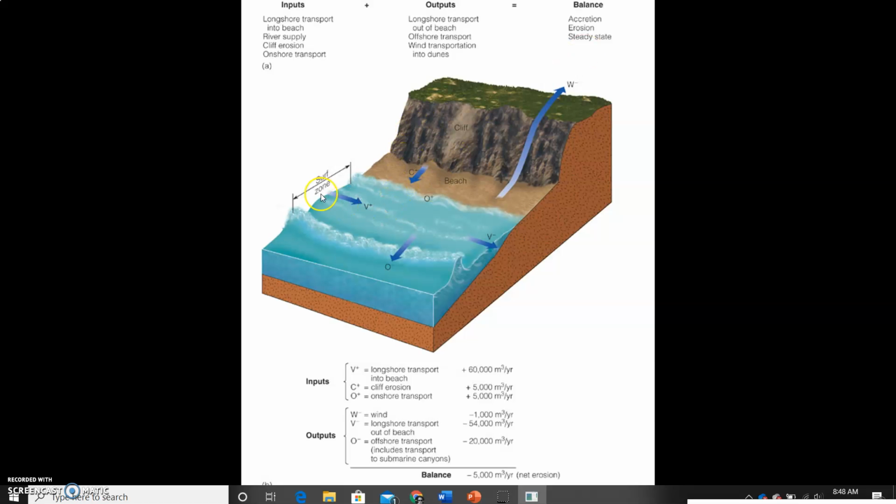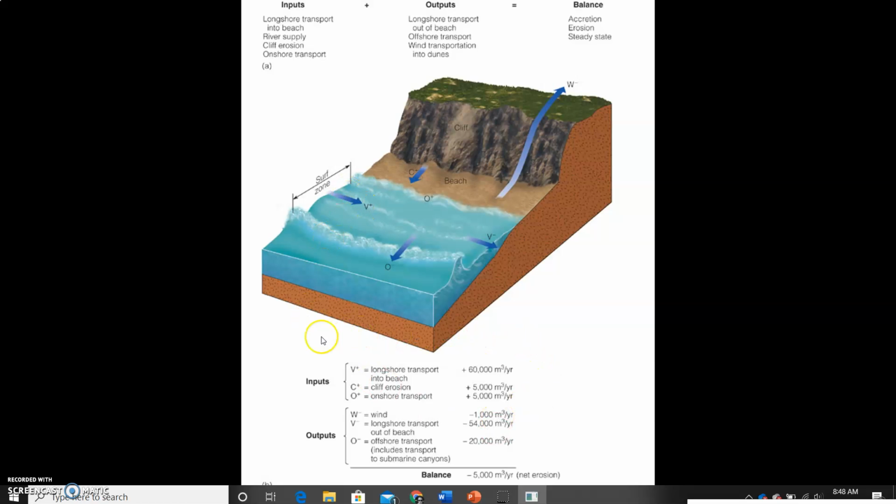And here it's showing you an example of your output, and I believe this is the W, which is going to be your wind. C is going to be your cliff erosion, some stuff off the cliff. O is going to be your offshore transport. V plus is your longshore transport into the beach.